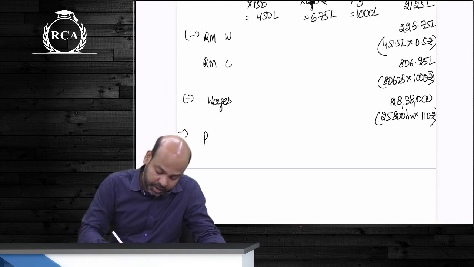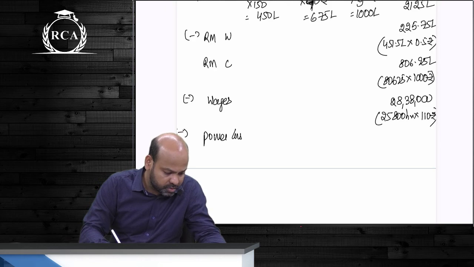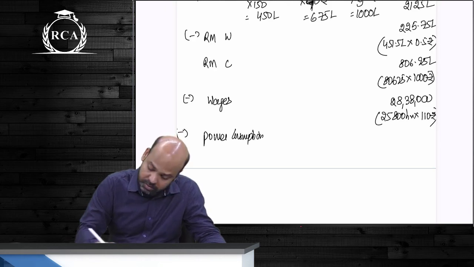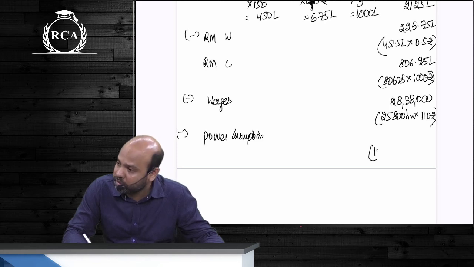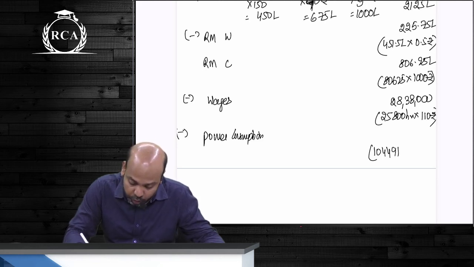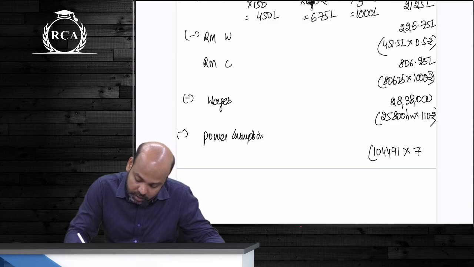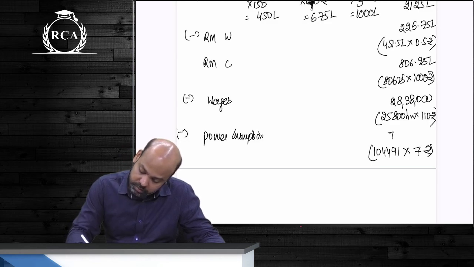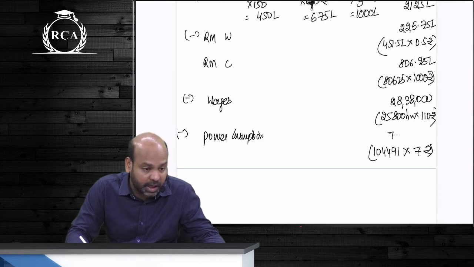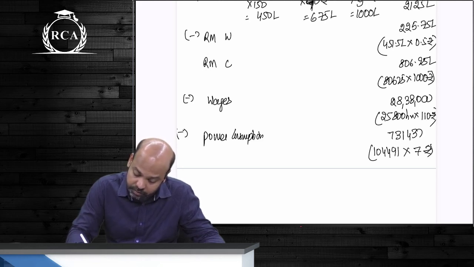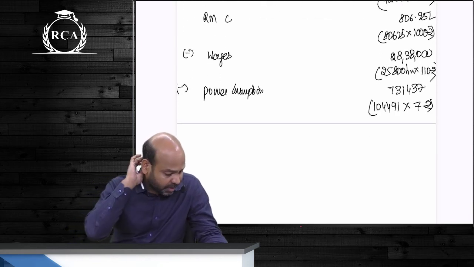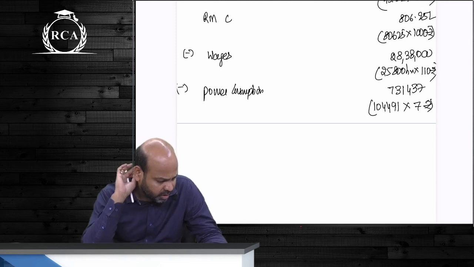Power consumption guys. What is the total power consumption? 10 into rate per kilowatt hour. 7,41,000. This is power consumption guys. I am done with power. I am done with what is above, beta? Raw material. I am done with wages.